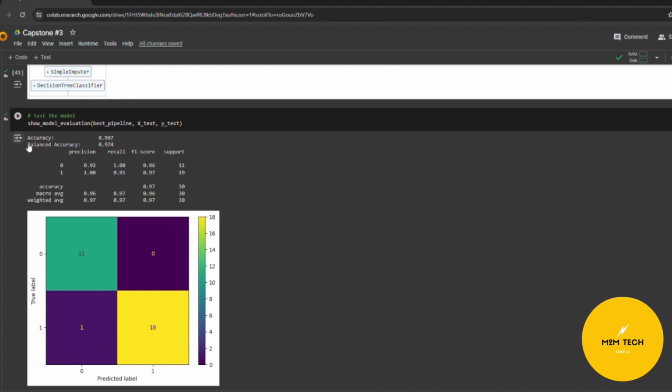And looking at the metric scores, we can see that the model correctly predicted 96.7% of the instances in the test data, and it has a balanced accuracy score of 0.974, which tells us that this model did good, which is interesting.